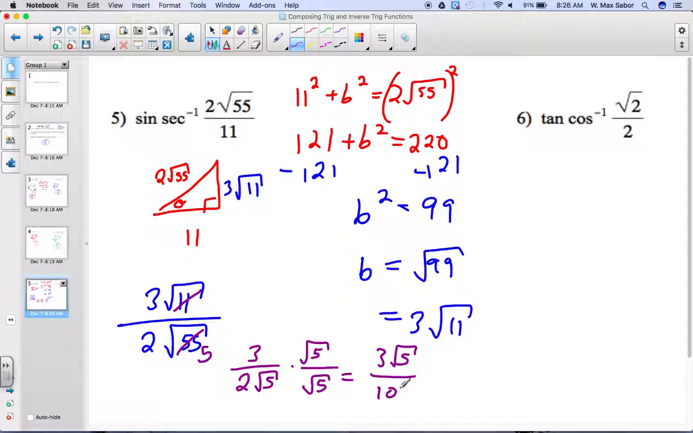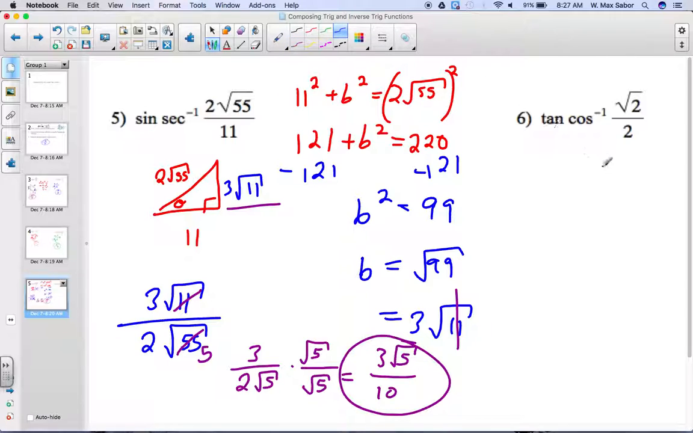That was a big problem, so let me go through it again quickly. Hypotenuse over adjacent because of secant. Pythagorean theorem gave me 3 square roots of 11. Then I divide them. I can divide what's outside and what's inside. And then I rationalize the denominator to get 3 square roots of 5 over 10.